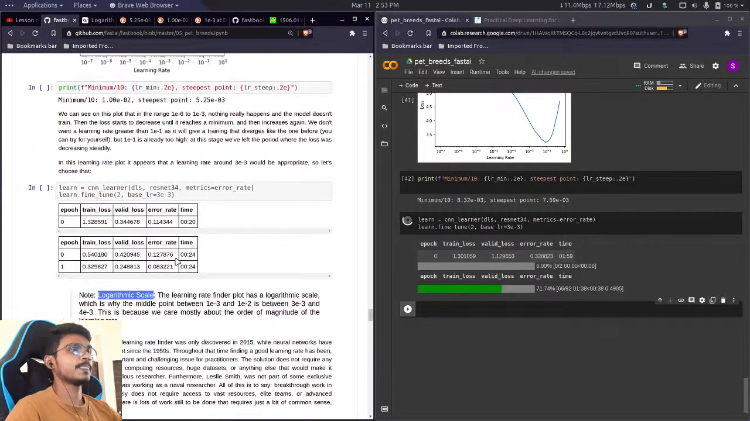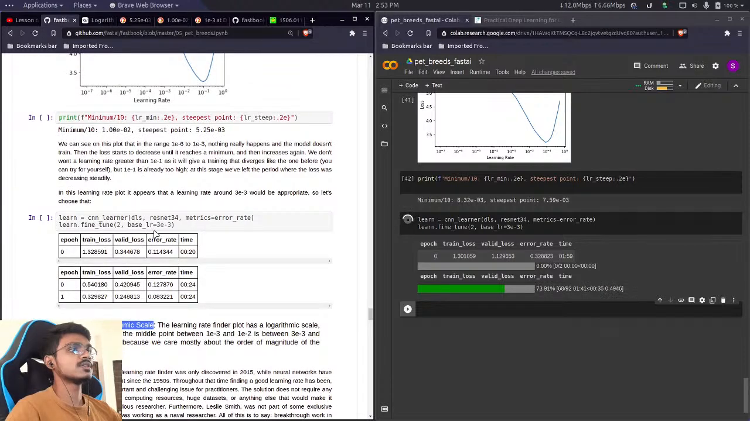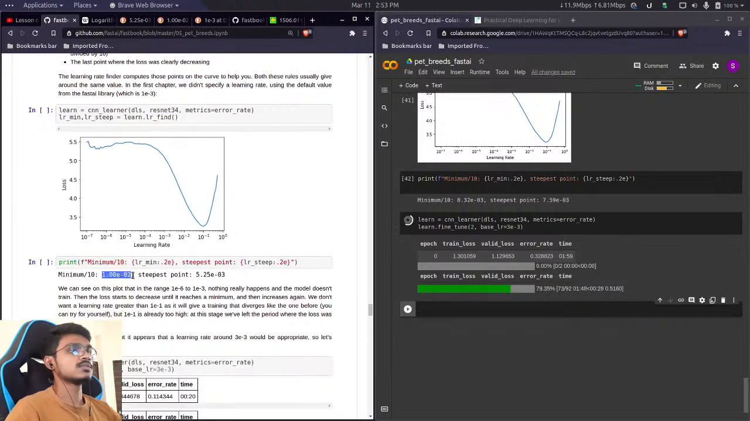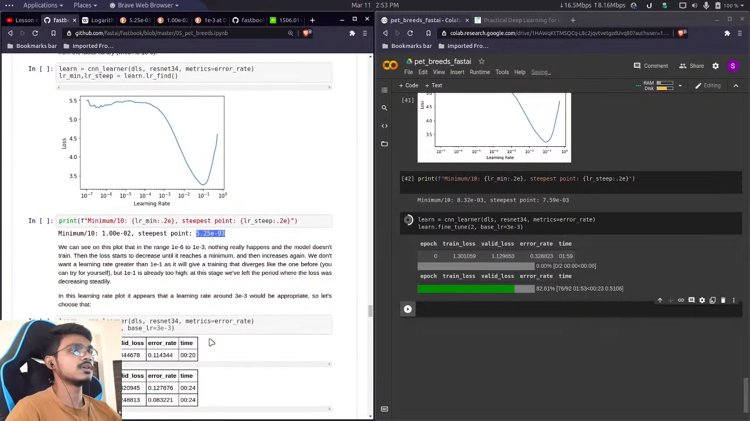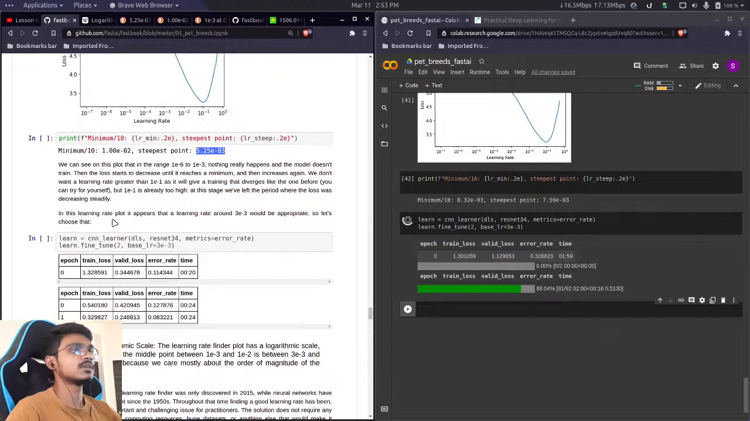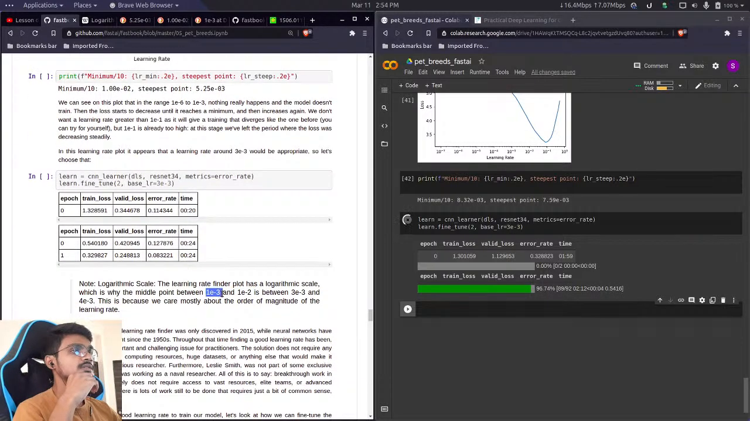Suppose we were to use this function, the learning rate finder, and it gives us the minimum learning rate and the steepest point is this. Now if we were to choose an optimum learning rate, how are we going to choose it? They are not showing us how to calculate this 3e raised to minus 3 from this range. Do we take the log of this?